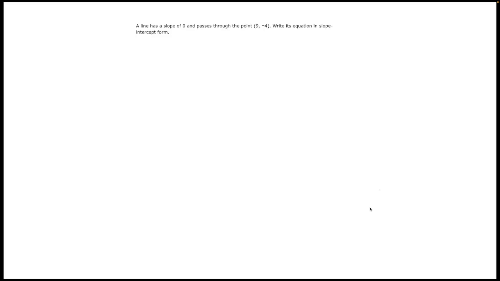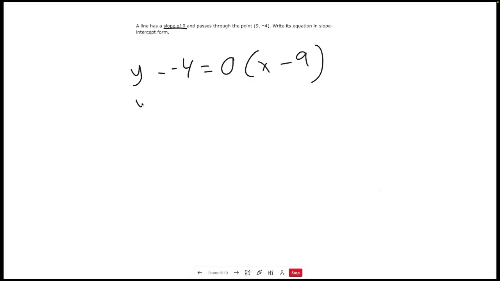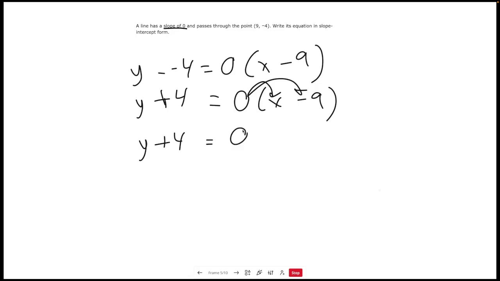All right, for this one, something a little different. It says the line has a slope of 0. Okay, so we're still going to plug in just like normal. So y minus -4 equals 0(x minus 9). This becomes y plus 4 equals 0(x minus 9). And now you're going to distribute the 0, right? And when you distribute the 0, 0 times anything is just 0. So this becomes y plus 4 equals 0.